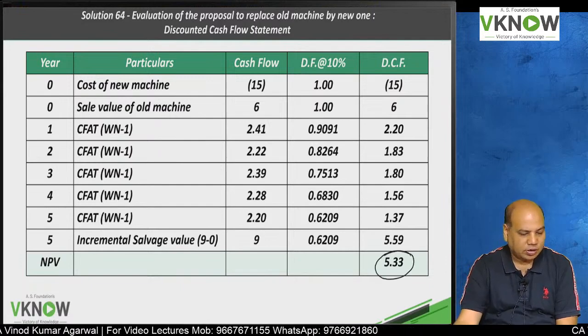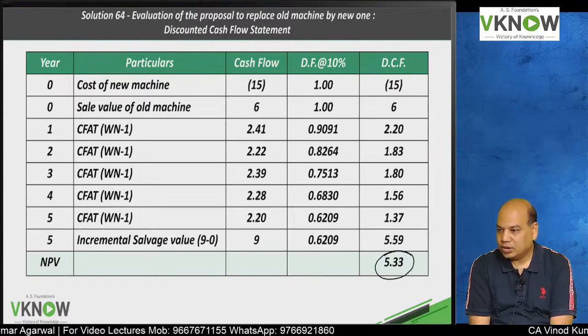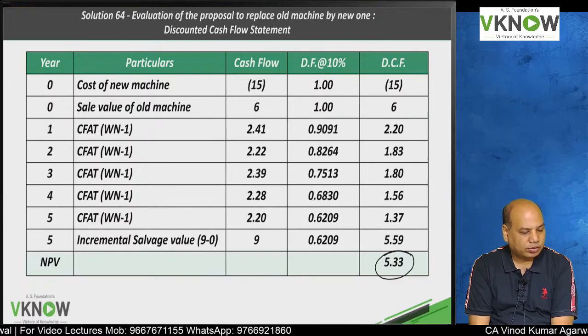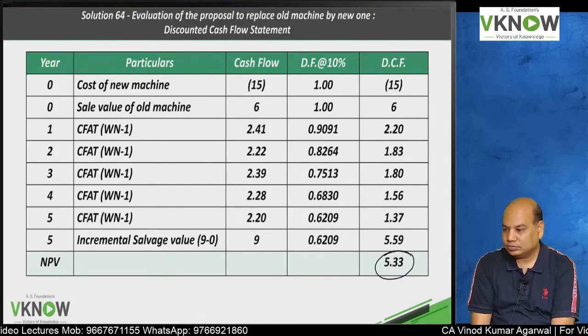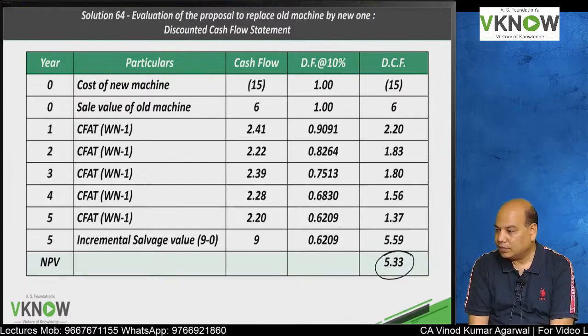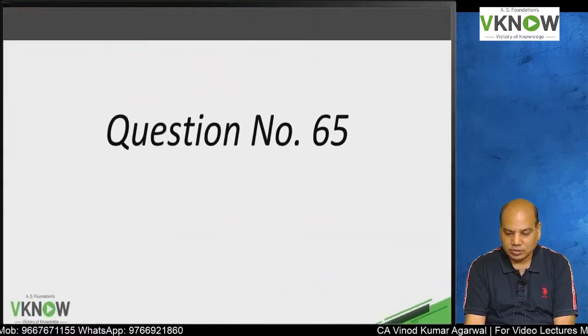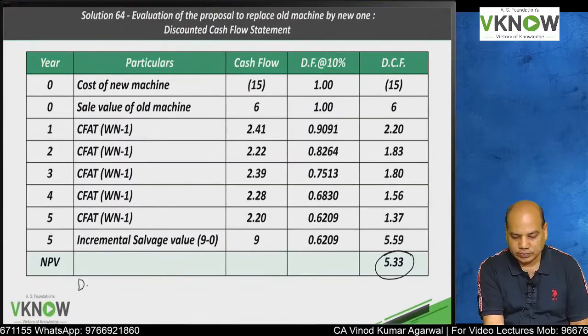The chapter is very long, very lengthy. 5.33. I have tried to cover questions on every variety, every concept. Anybody 5.33? Right, very good. So write down the decision.